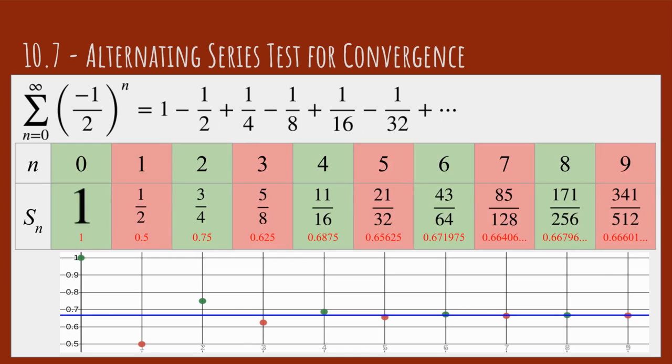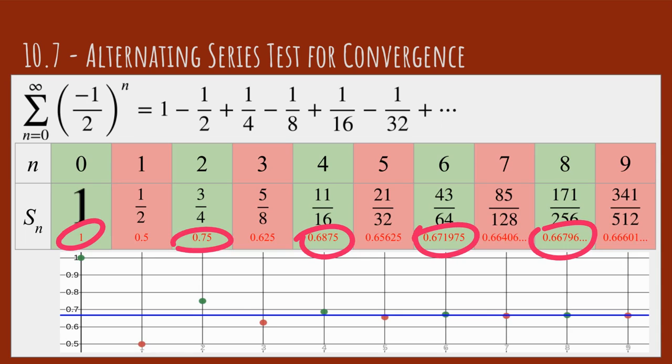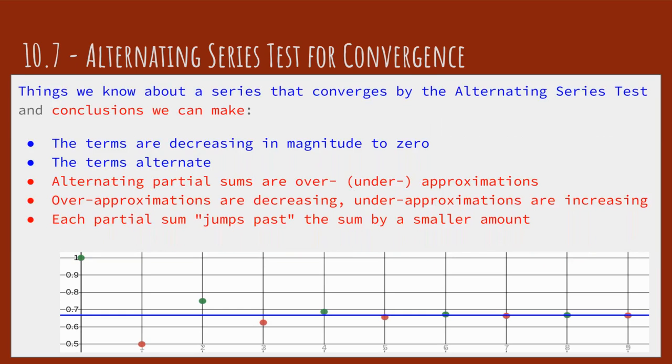But because of those characteristics of an alternating series, we know that not only does the series converge, but it converges in a very particular way. So I highlighted here the even partial sums and the odd partial sums, and you can look at this on the graph, or you can look at the numbers, and you can see here that the even partial sums are all a little bit bigger than 2/3, and the odd partial sums are a little bit smaller than 2/3. But every other one gets a little bit closer and closer. So the even ones are decreasing, the odd ones are increasing, and they're squeezing the actual sum in between the partial sums.